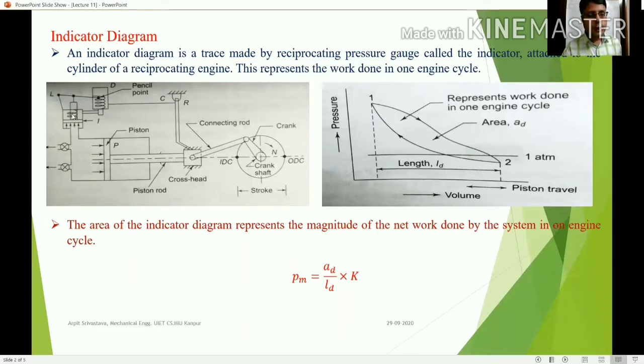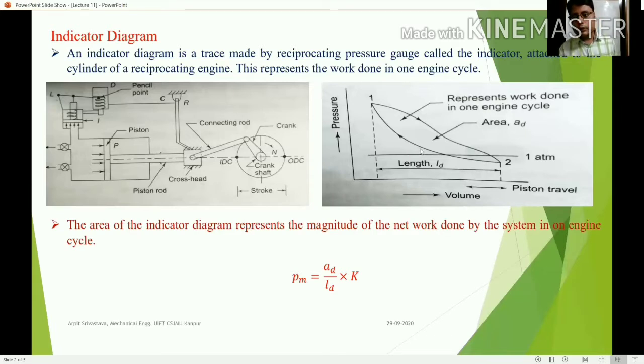So what will happen? Due to this connection of lever L, there is a pencil point which is tracing this piston motion inside the PV diagram. So we can say that this indicating diagram simply draws the profile of piston motion inside the pressure volume diagram. From first to second, this is the expansion process of the piston, and from second to first, that is the compression process of the piston.